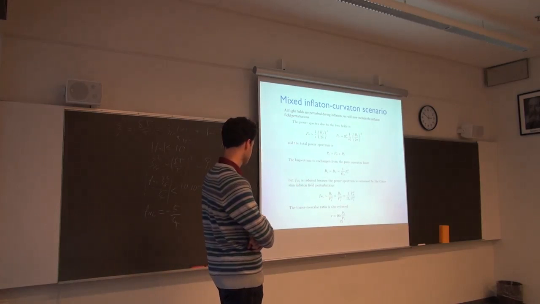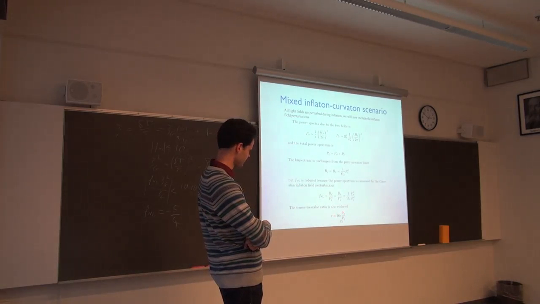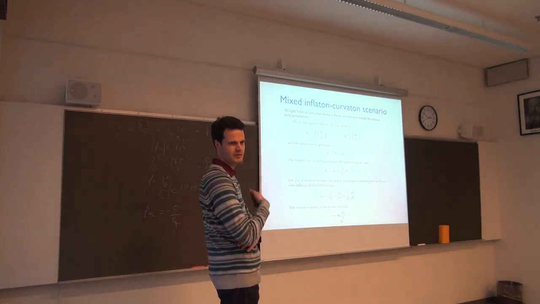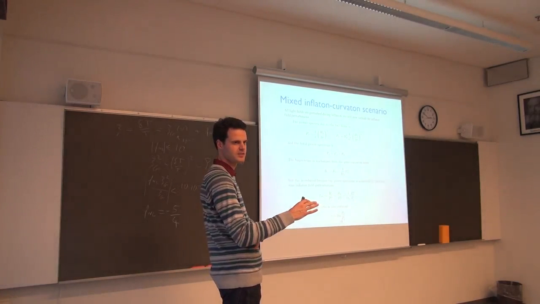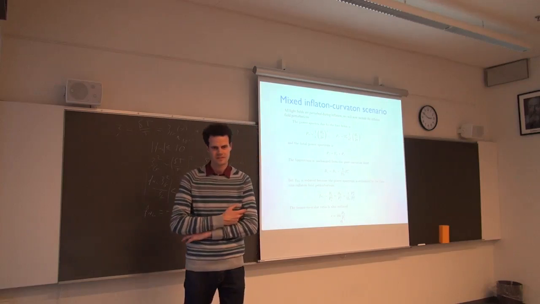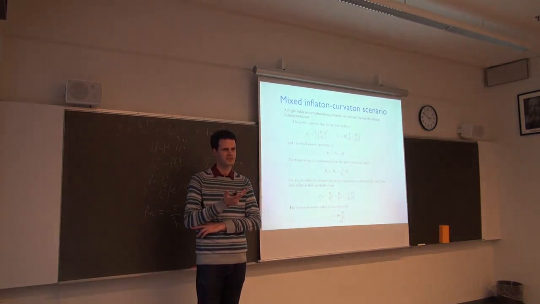Okay. And the tensor to scalar ratio is also reduced. It's reduced by how much the inflaton field perturbations are suppressed compared to the total. So in the pure curvaton limit, where the inflaton field perturbations are completely negligible, the tensor to scalar ratio is also negligible. That's where BICEP would be exciting. It would be saying that the curvaton cannot be producing the full perturbations.